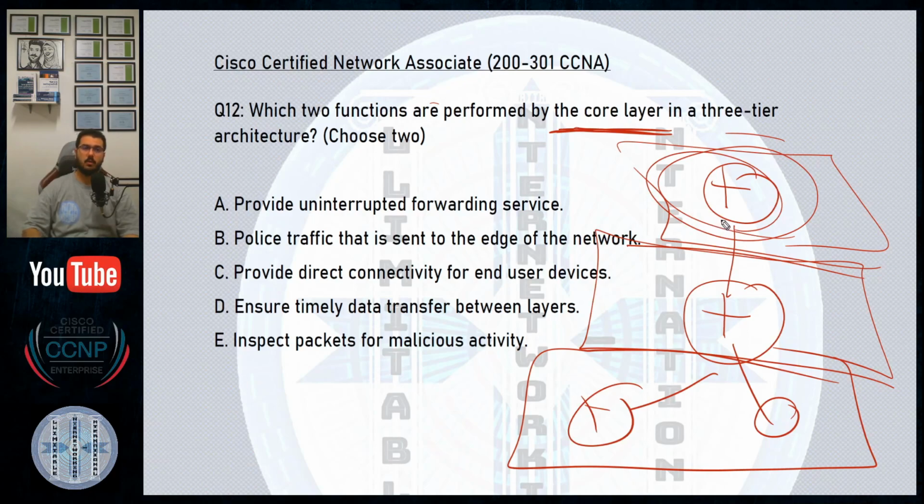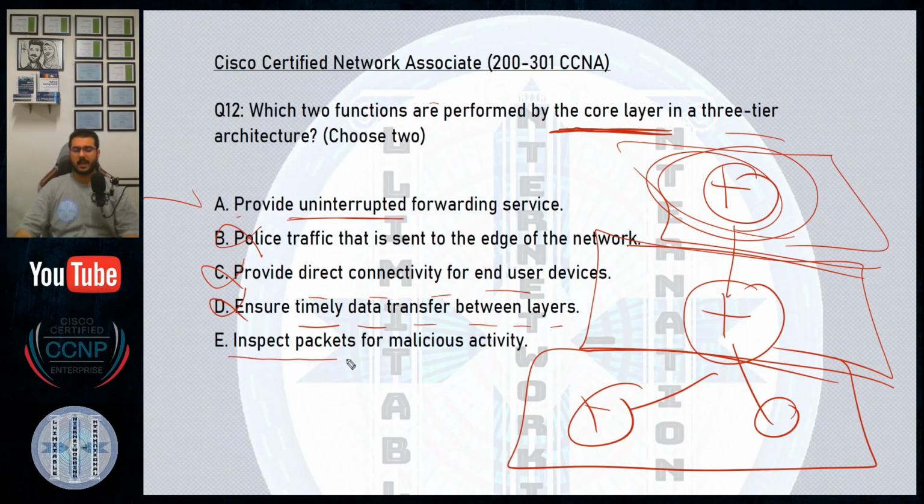Core must be the most expensive, best, fastest, most capable device in the network, because it should provide uninterrupted forwarding services immediately. And policing should be done on the distribution. Direct connectivity to end users, definitely these are the access devices. Ensure timely data transfer between layers, the distribution, there is a bottleneck between the layers.